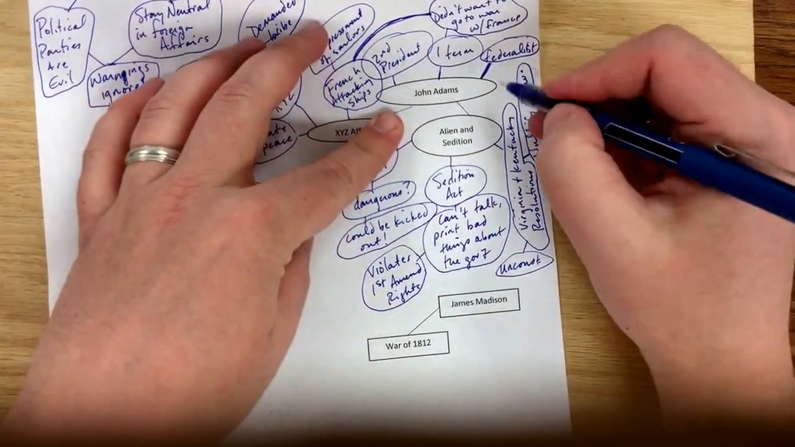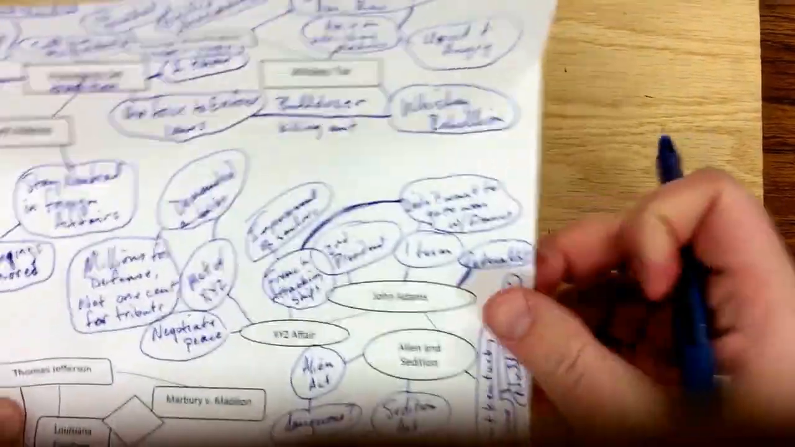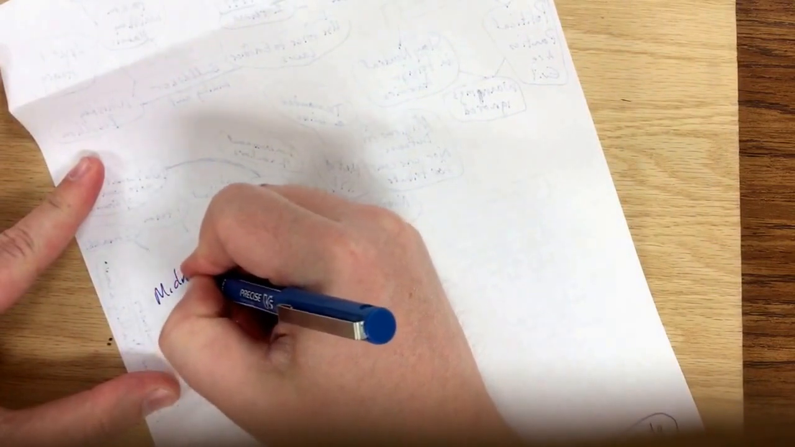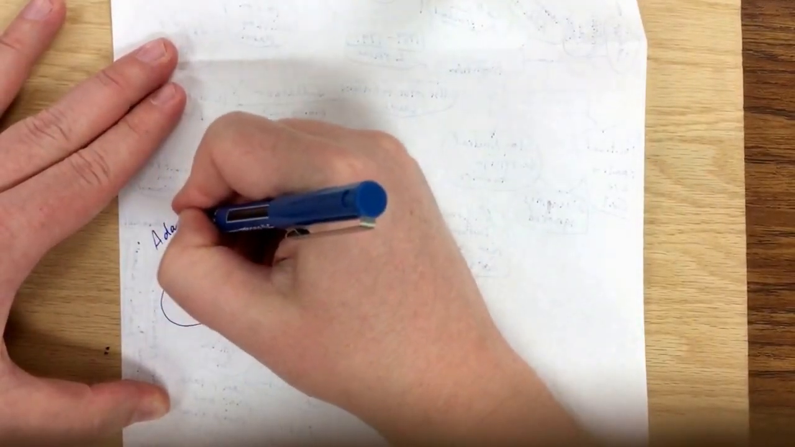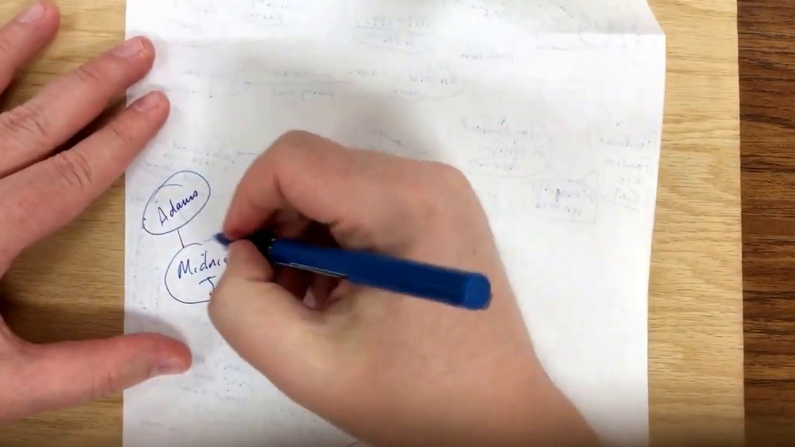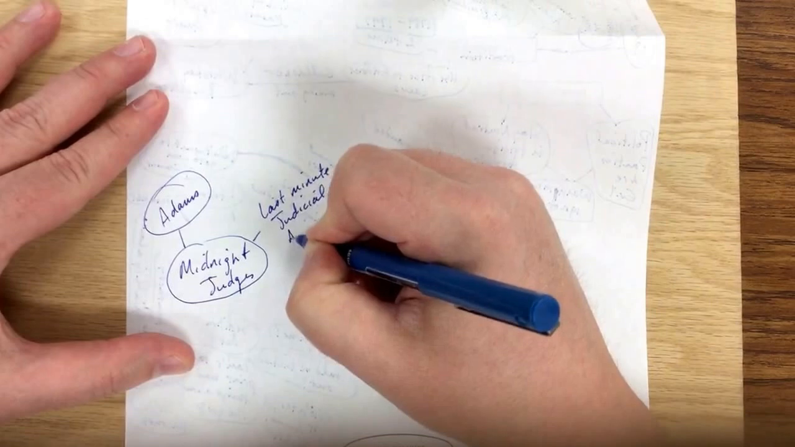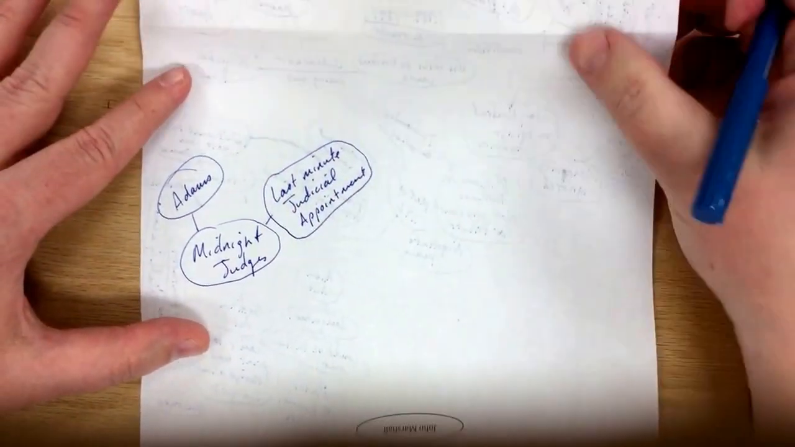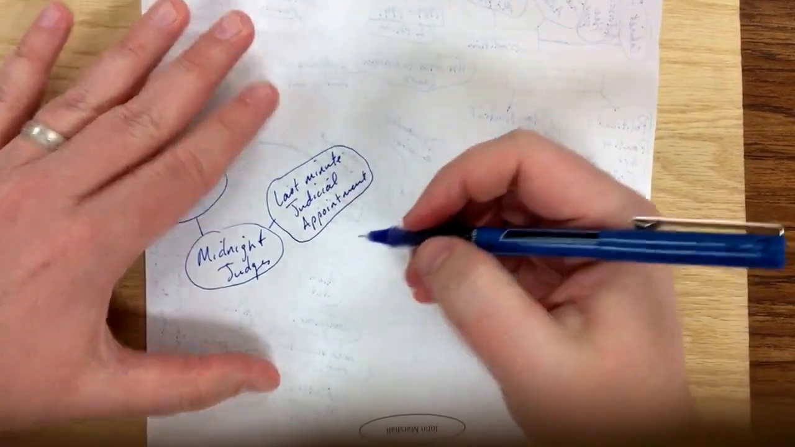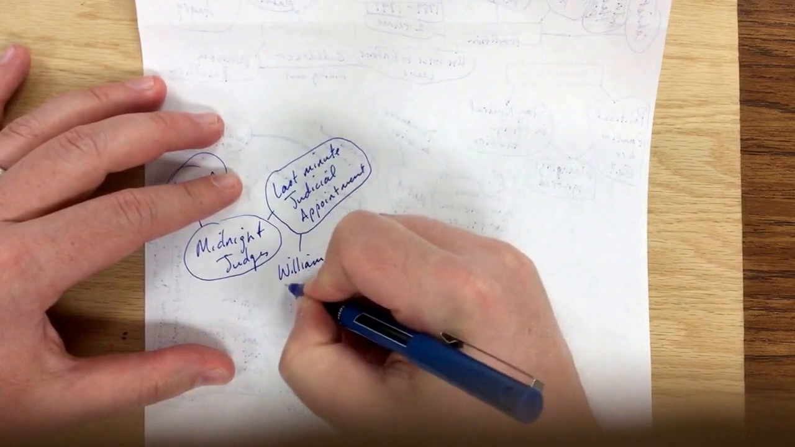The next thing about John Adams, I'm going to have to put this actually on the back of the page, is the Midnight Judges. So let's see. John Adams is right here, so we'll put the Midnight Judges about right here. And remember, this is under Adams. The Midnight Judges were last minute judicial appointments. Remember, they were the last minute judges that were going to be part of the Supreme Court, and Adams had kind of a list of people who he wanted to make a judge, and one of those people was William Marbury.